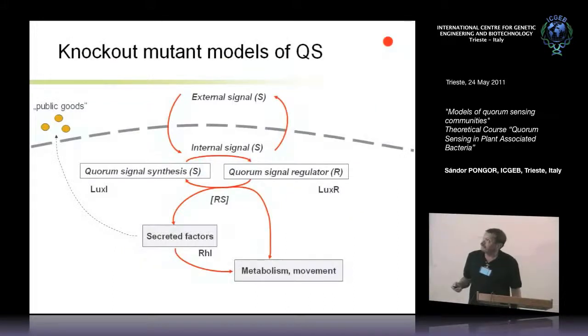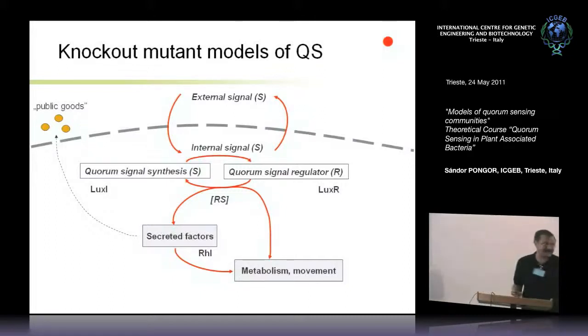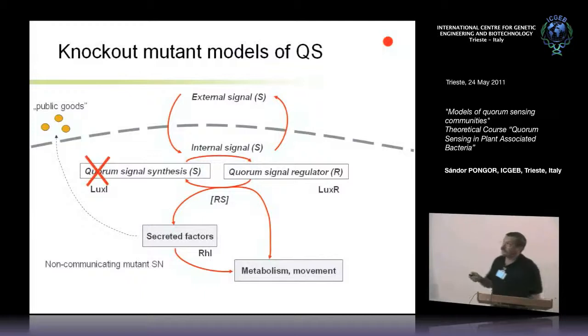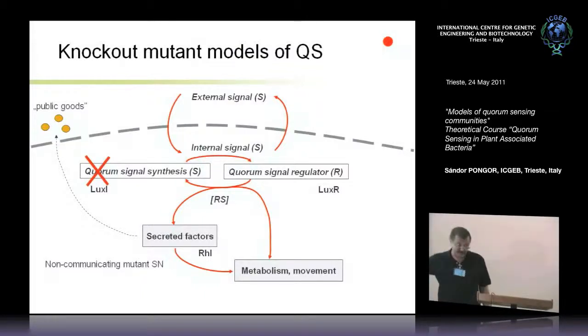Okay. Now, one of the nice things is that in these systems, which are, as we heard several times during this course, much more complicated than this one, we can produce knockout mutants. So we can knock out signal synthesis, and then we have a mutant which does not communicate, which will follow the order. So it is like a worker in a factory.